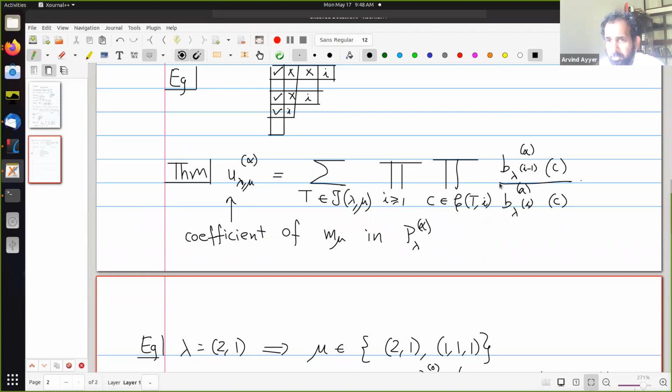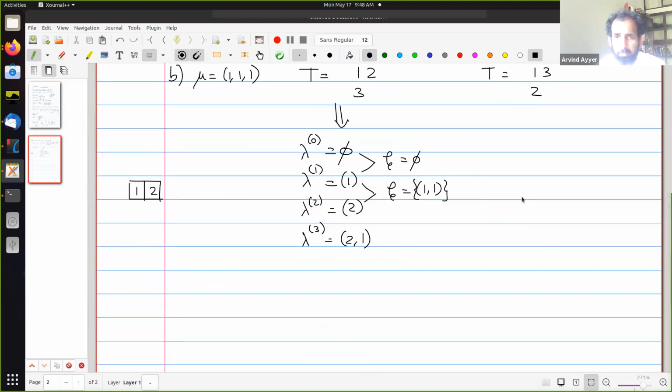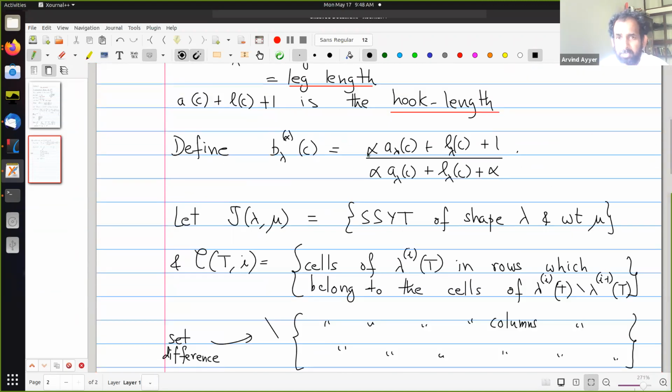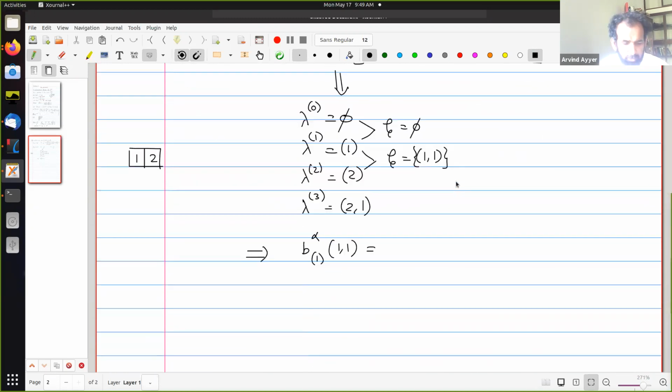So there's only one cell. So let me compute this ratio. So what am I doing? I'm computing the ratio B alpha for the partition singleton (1), that's the upstairs, for the cell (1,1). And what is it? So let's go back to the B formula. So it says alpha times the arm length plus leg length plus 1 divided by alpha times arm length plus the leg length plus alpha. Okay, so what does it say?